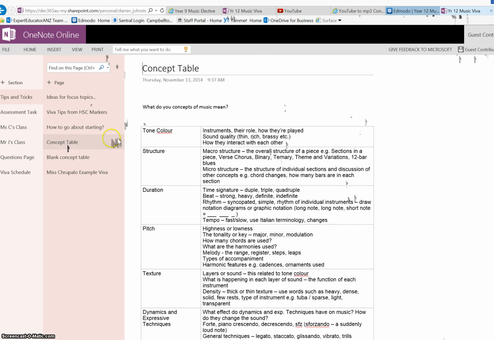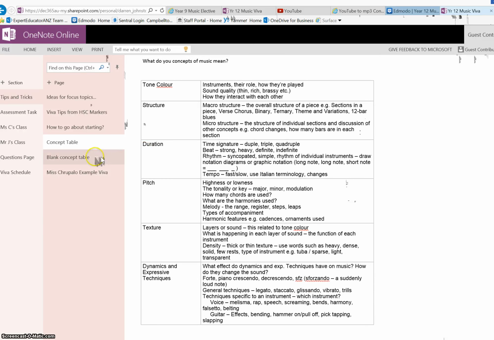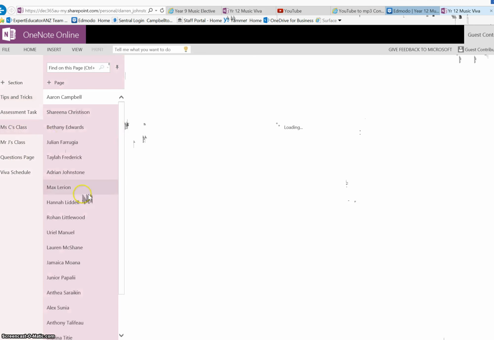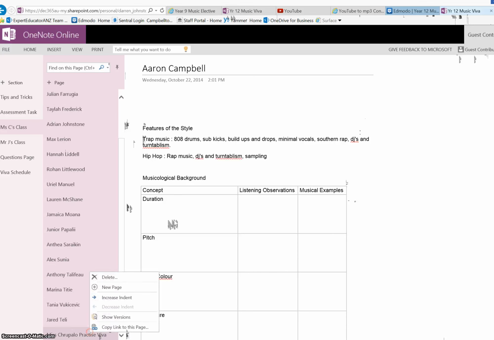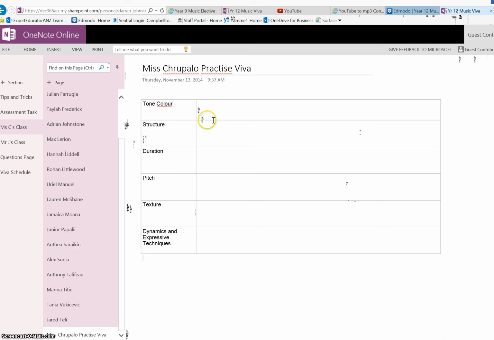This is a sample concept table and what the concepts mean. You've all done this. We did this in Year 11. So the first thing I would do is go about copying this concept table and putting it under your name. Practice Viva, paste it here.